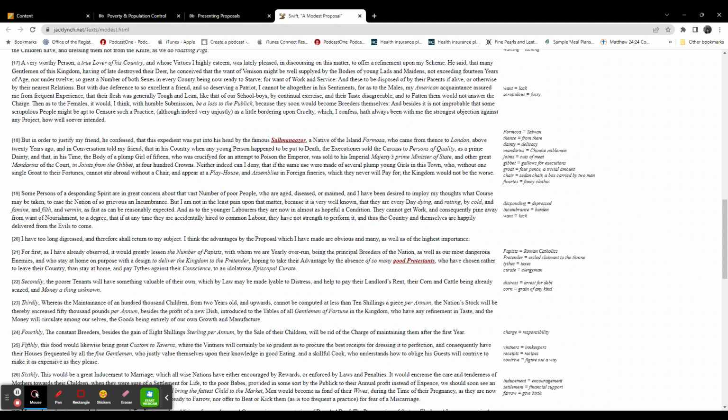They also would not answer the charge. But there's that but there. I am not in the least pain upon that matter, because it is very well known that they are dying and rotting by cold and famine and filth and vermin as fast as can be reasonably expected. In other words, there's no need to really provide for them because they're going to die anyway. It's going to be a slow death, but they're going to die anyway.